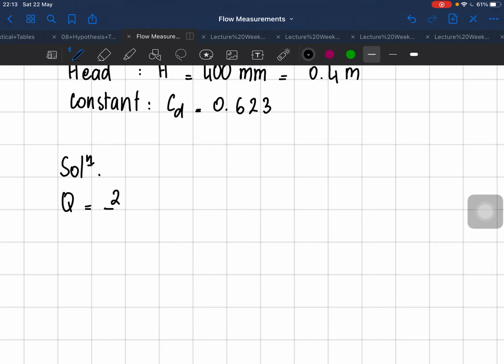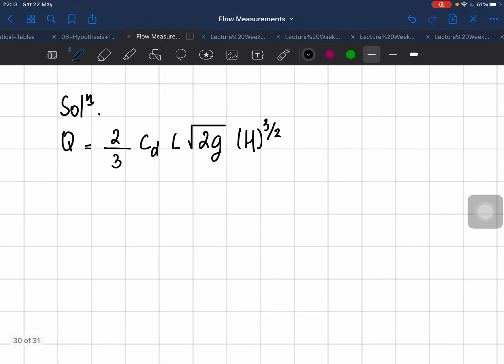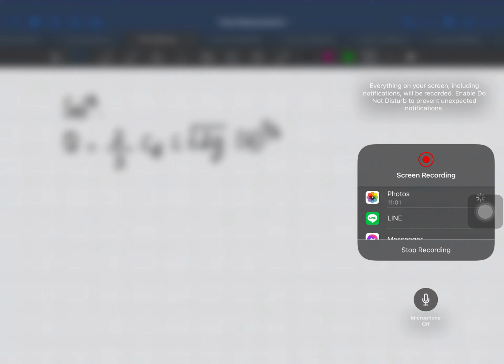So we know the discharge, that's the same equation that we're going to use. Q equals 2 over 3 CD L square root of 2g times H to the 3 over 2, and then we can find the Q. In this case, we're not going to solve for any particular variable because they're asking for the discharge. So all we have to do is find the Q.